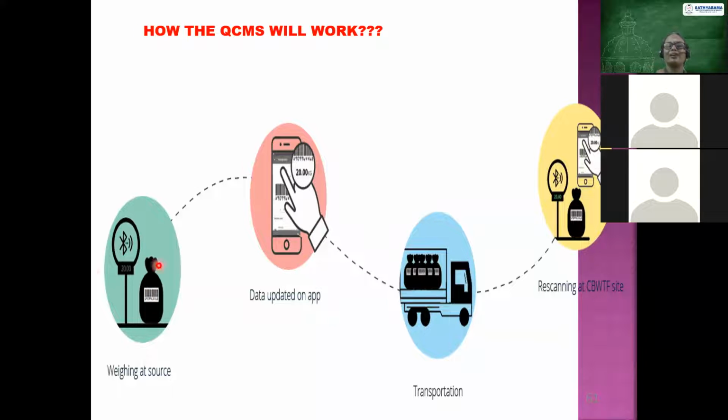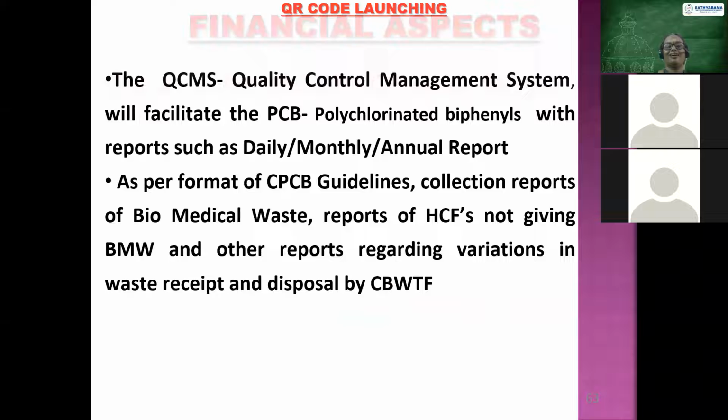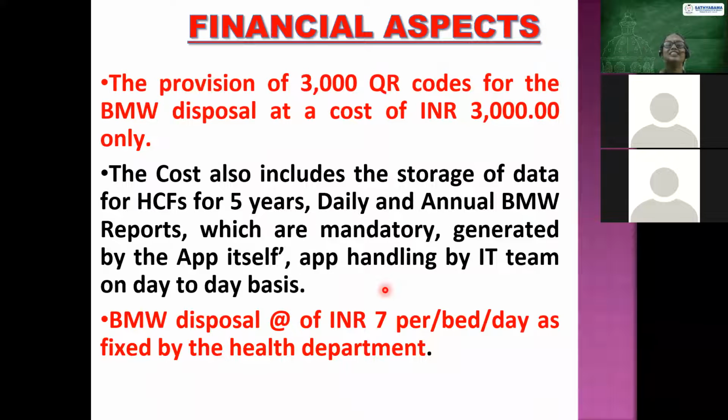You just see the QR code, the data will be updated on the app, then it will be communicated, then the transportation vehicle will rescan at the CBWTF site. This QR code management system will work online and offline, and if any kind of unused waste is there, they will charge for that. For waste, they are supposed to pay the amount.